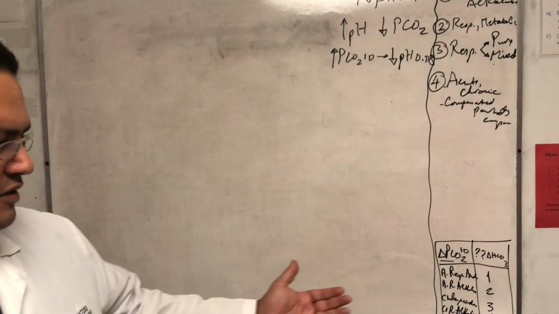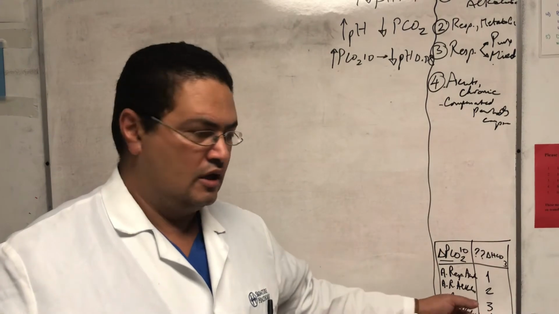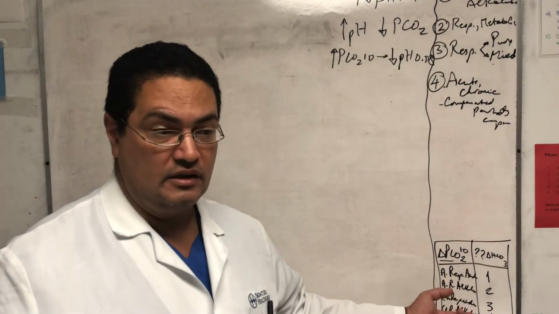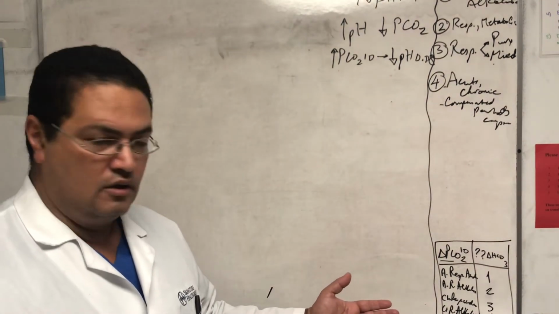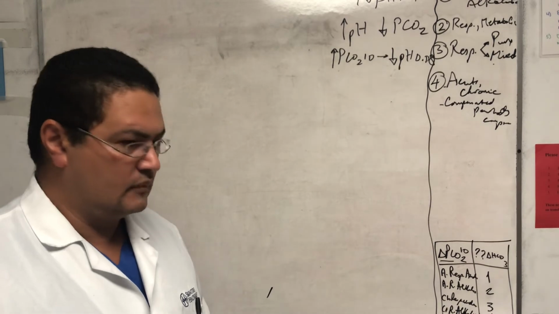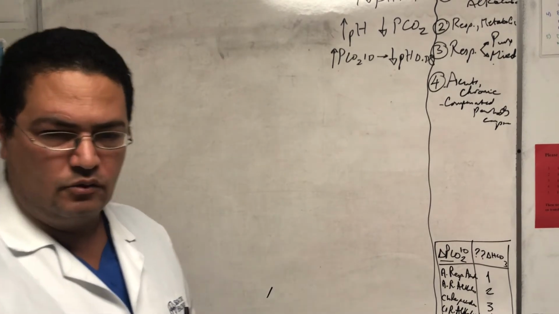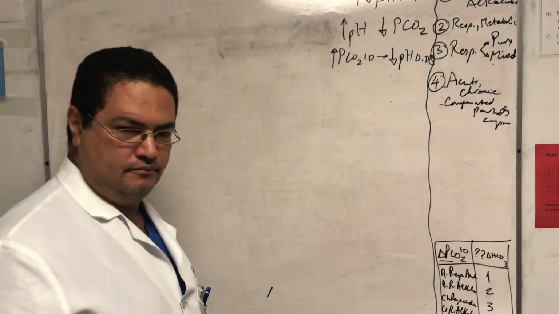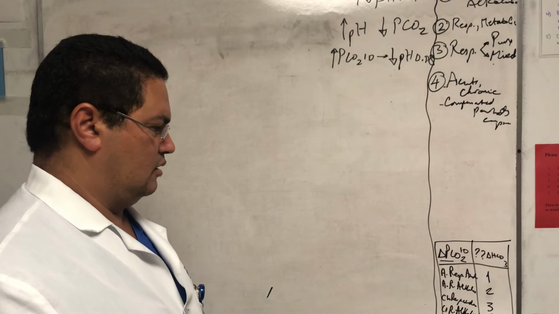Obviously you can tell that chronic disorders have more time to change, and chronic respiratory alkalosis is relatively easier to compensate for. The kidney will lose a little bit of bicarb, and that's it. So that's your table.